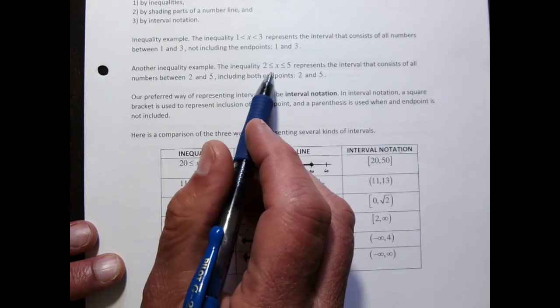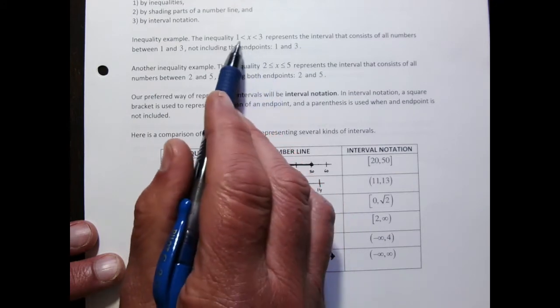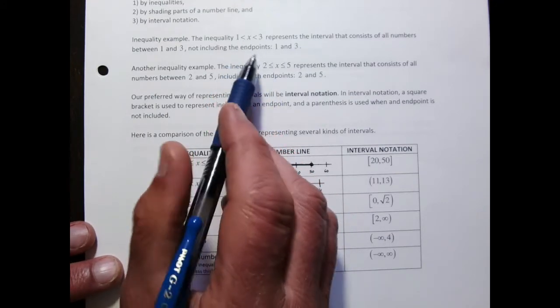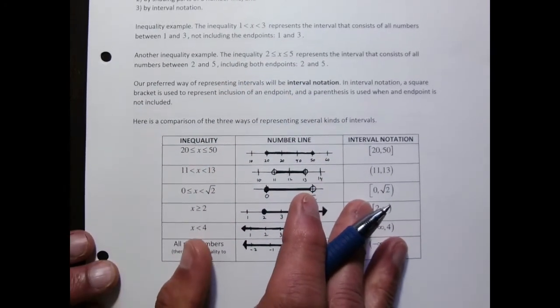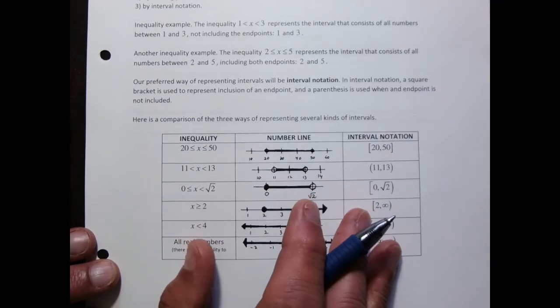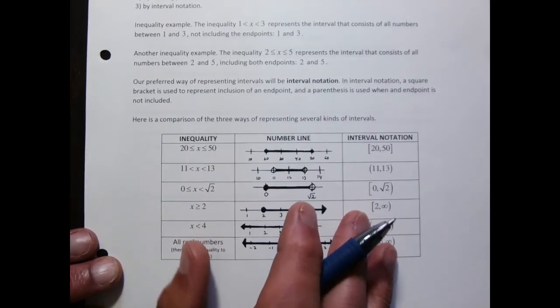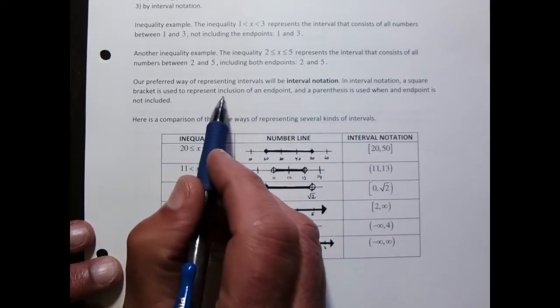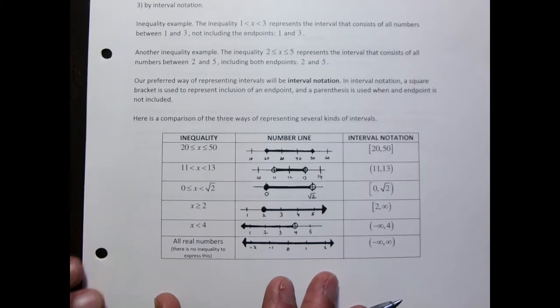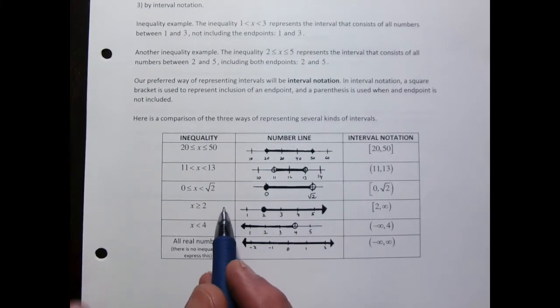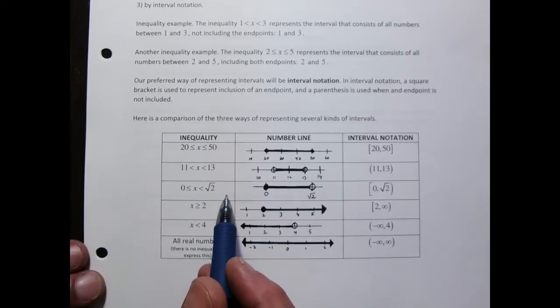So sometimes we include the endpoints, sometimes we don't include the endpoints, sometimes we include one endpoint and not the other. So our preferred way of representing intervals is interval notation, and a square bracket is used to represent inclusion of an endpoint, and a parenthesis is used when an endpoint is not included. On the handout there are several examples here that try to help you see how interval notation works.